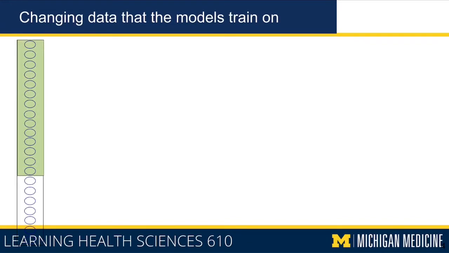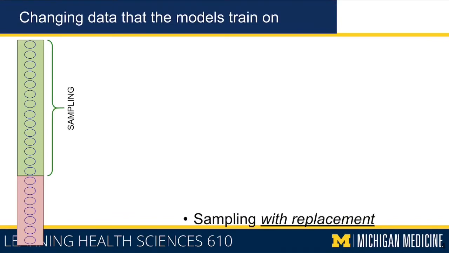Well, that depends on whether the model itself can change with the training data set. So let's take a decision tree example. Again, you have the green section as the training data, and the red section is your test data. And now, on the training data set, you do some sort of sampling. You sample with replacement. What does that mean?